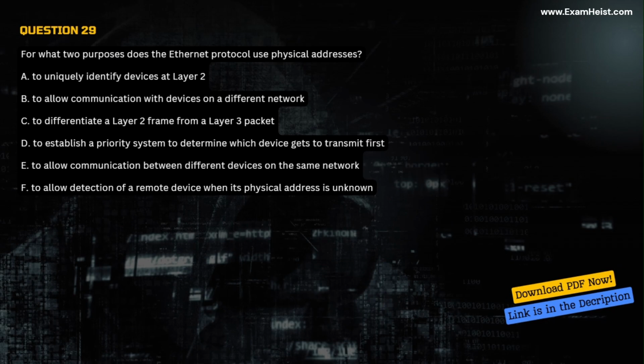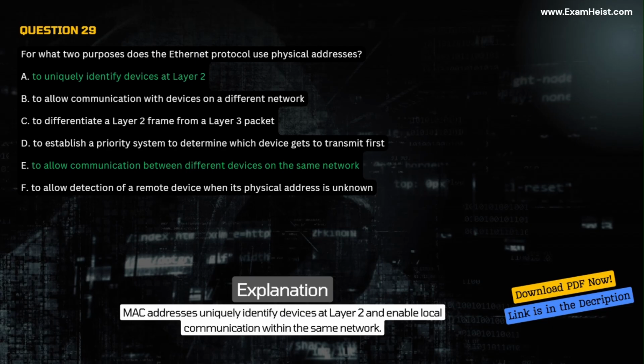Question 29. For what 2 purposes does the Ethernet protocol use physical addresses? A. To uniquely identify devices at Layer 2. B. To allow communication with devices on a different network. C. To differentiate a Layer 2 frame from a Layer 3 packet. D. To establish a priority system to determine which device gets to transmit first. E. To allow communication between different devices on the same network. F. To allow detection of a remote device when its physical address is unknown. Correct answer A and E. To uniquely identify devices at Layer 2. To allow communication between different devices on the same network. Explanation: MAC addresses uniquely identify devices at Layer 2 and enable local communication within the same network.